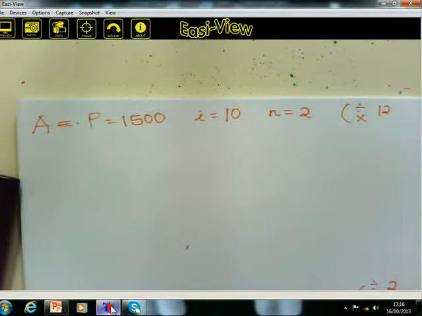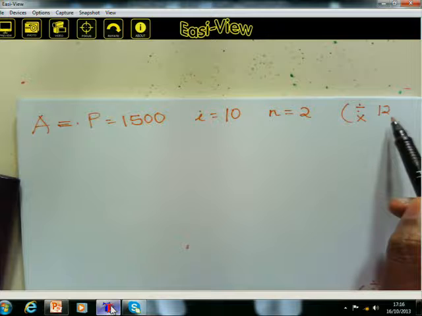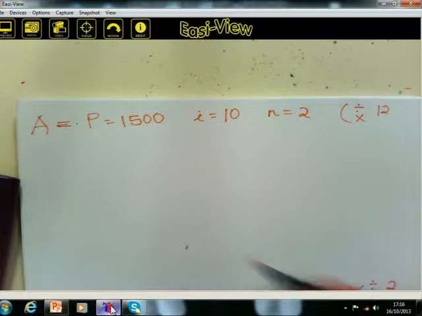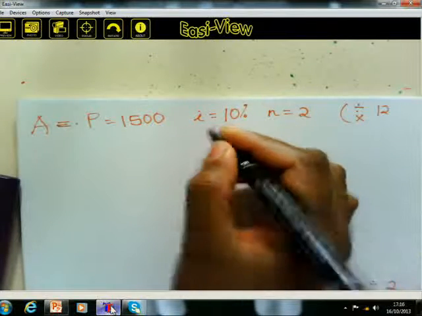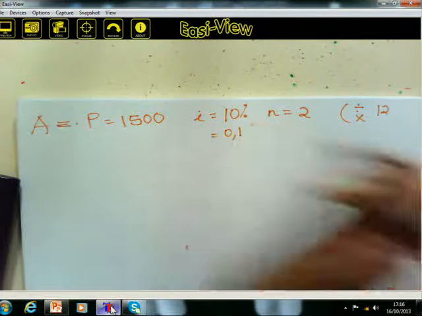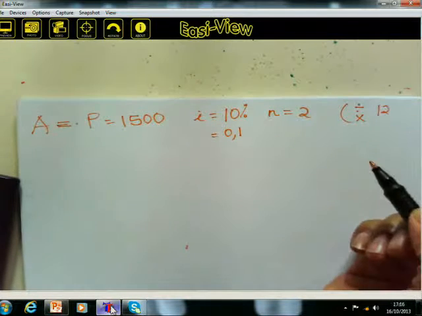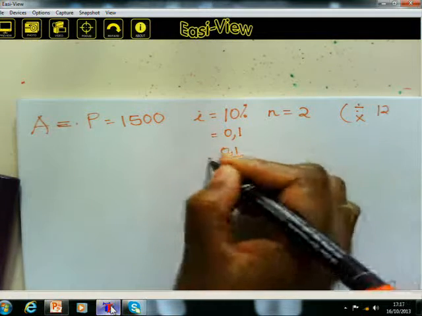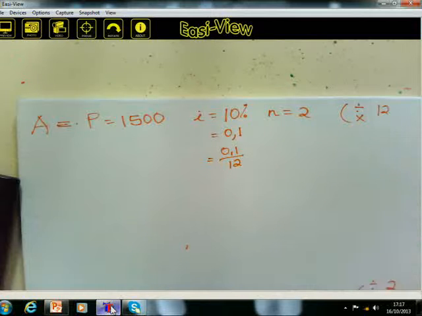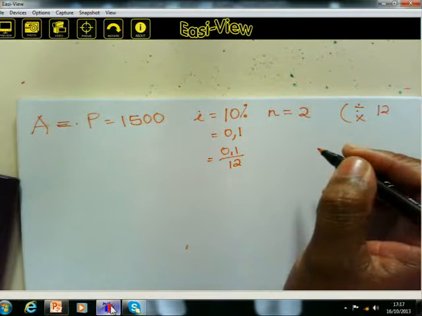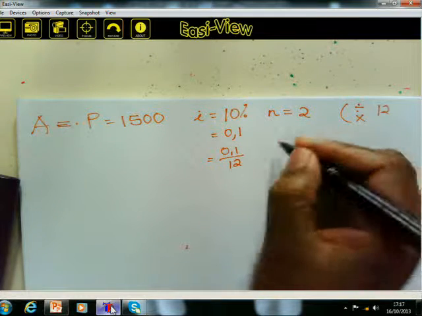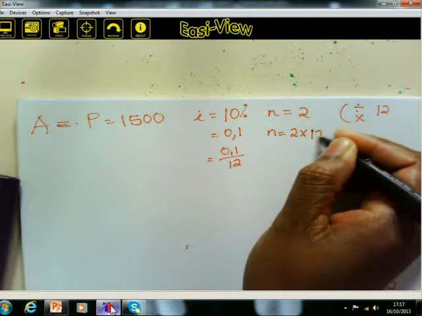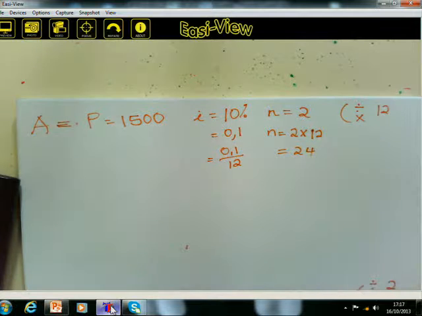Let's look at option A. As we said, it's compounded monthly, so that means something must be divided by 12, something must be multiplied by 12. So let's start with our i first. It's 10%. So 10% is the same as 0.1. And then as we know, our percent must be divided by 12. So we're going to say 0.1 divided by 12. I'm going to substitute it just like that as a fraction. And then let's look at the second one. Our n, 2, must be multiplied by 12. And then we're going to have 24.